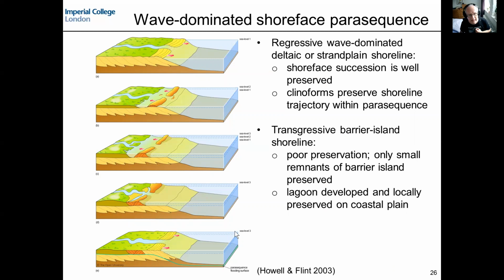And this last picture here, so once the lagoon's been infilled, the river can then connect up to the front of the barrier island, and then we start to build out again. And again, we're building out as a regressive succession, which is a strand plane. Okay, there's no lagoon present during this regressive interval. So this block diagram sort of helps to explain how we go from having a strand plane to a barrier island, depending on whether we're looking at regression or transgression.